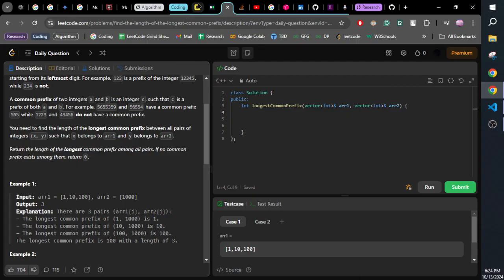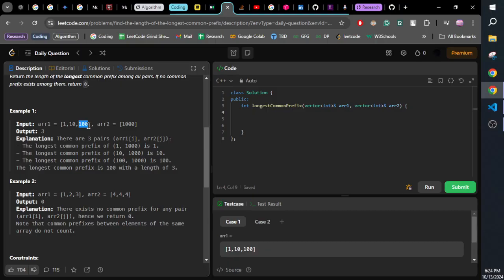So basically, suppose we are given these two numbers, 100 and 1000. What are the common prefixes of these two numbers in two different arrays? So we can say 1 is a prefix in between the two numbers. 10 can be a prefix in between these two numbers. 100 can be a prefix in between these two numbers. These are basically the common prefixes of these two numbers, but we can't say that 1000 is a common prefix, because there is no 1000 in the other number. And we can identify a prefix from left to right.